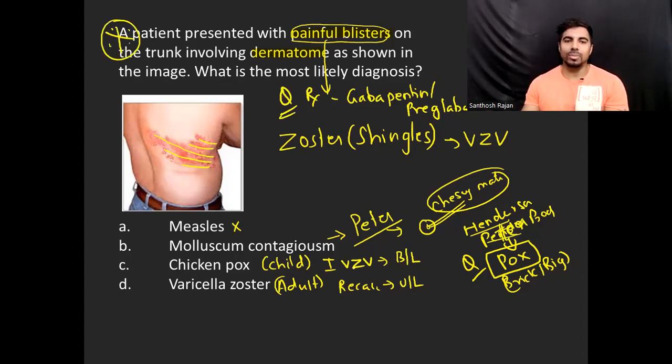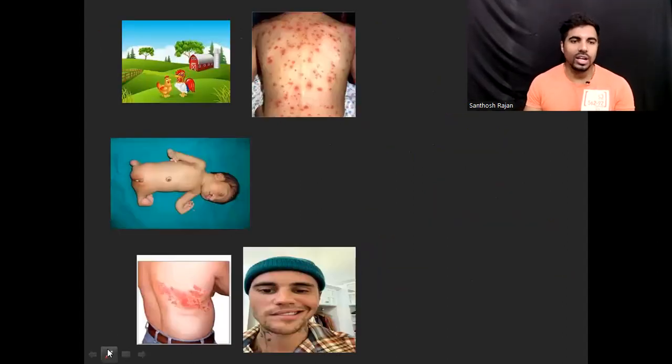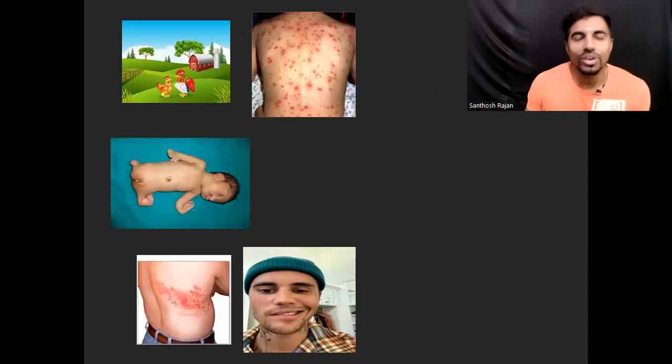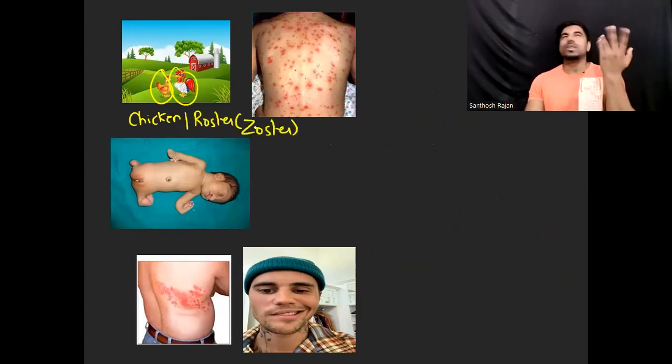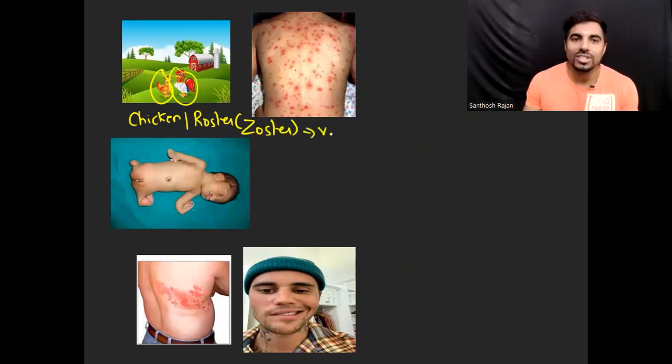So these things: chickenpox is the first time, and zoster is the reactivation. See, here I made it very easy for you. Even if you forget chickenpox, this is a clue for you. Chicken is the wife, and this is the husband, Roaster. Just make it Zoster. Even if you forgot, it's the same virus. The virus is varicella zoster virus.